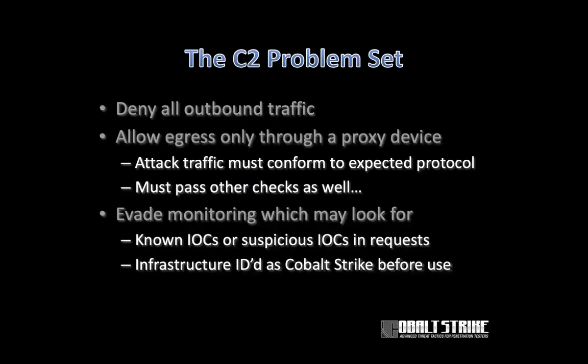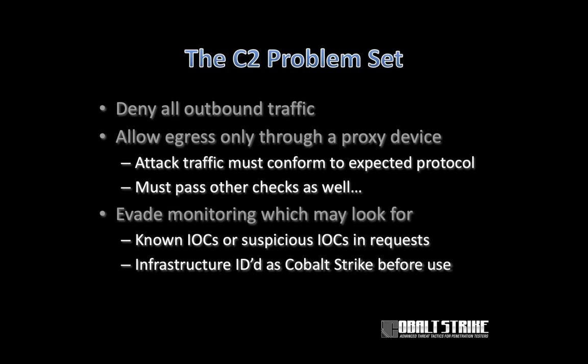Here is the command and control problem set. In any type of modern enterprise, you should expect that there is a network firewall that is denying all outbound traffic. So you can't assume that you will be able to make a raw connection out of a network. The only egress that you should expect is egress that goes through a proxy device. When this happens, your attack traffic must conform to the expected protocol, and there are other checks that it must pass as well.